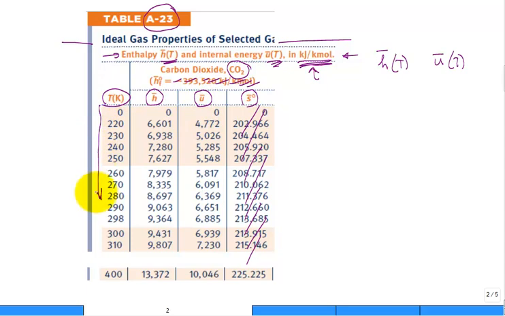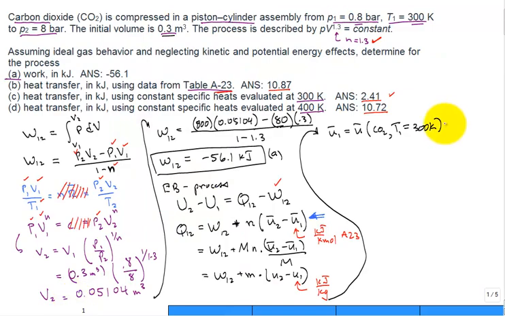The temperatures are in Kelvin. So we come down here, and there was our T1. Our T1 is 300 Kelvin. We look across, and this is our value of U bar. It's 6,939, with a comma, not a period. So we can come back here, and that's equal to 6,939. Okay, we need to get the T2 in order to get the U bar at state 2.